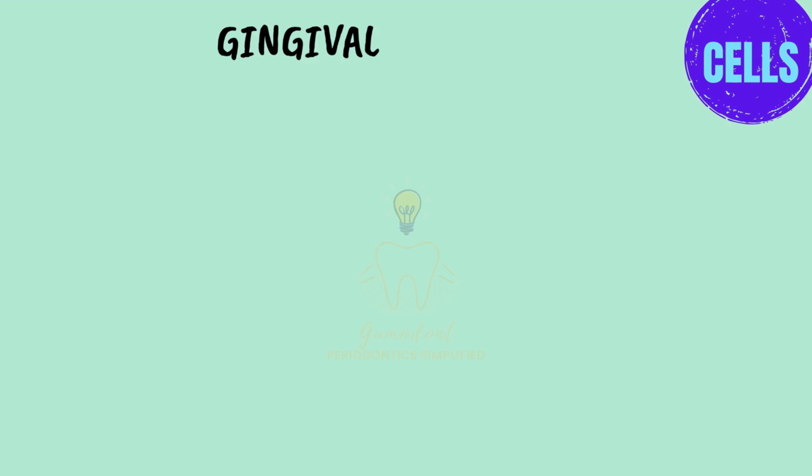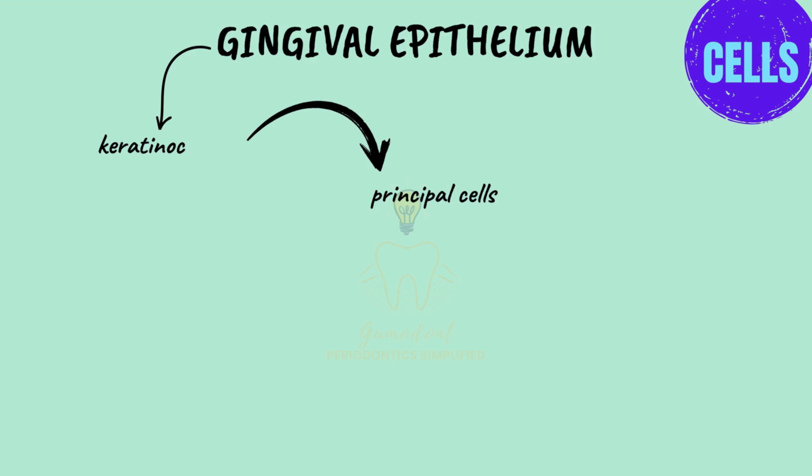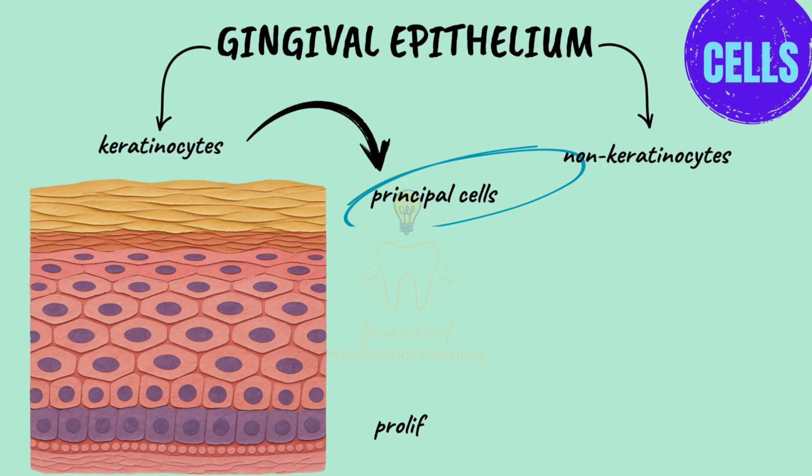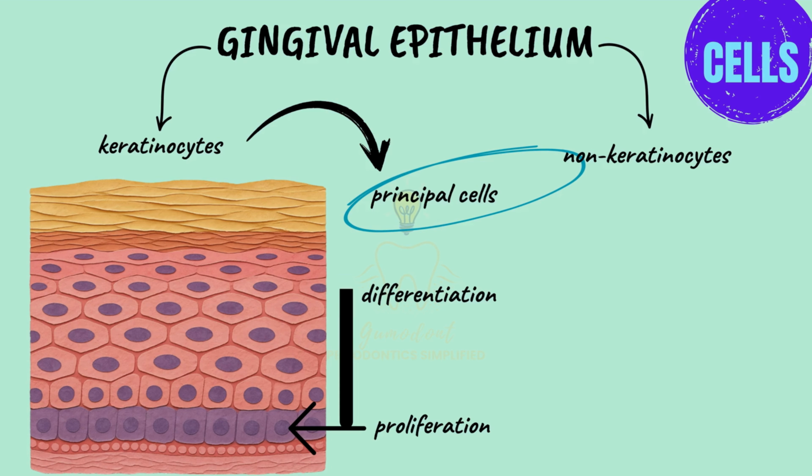The gingival epithelium has two types of cells: principal cells known as keratinocytes, and other cells known as non-keratinocytes or clear cells. Now these principal cells proliferate by mitosis in the basal layer and differentiate into other cells as they migrate towards the surface. Differentiation of these cells involves keratinization. So what exactly happens during this keratinization process?